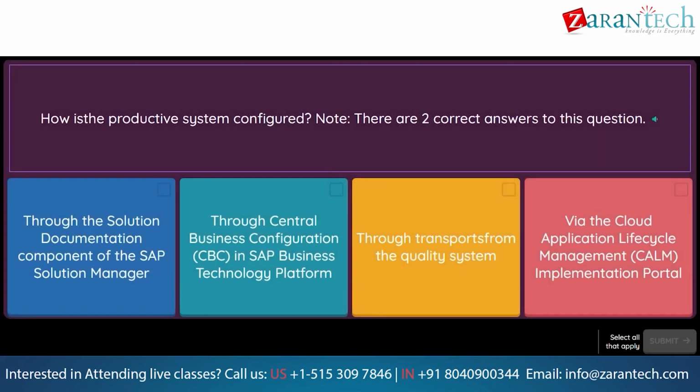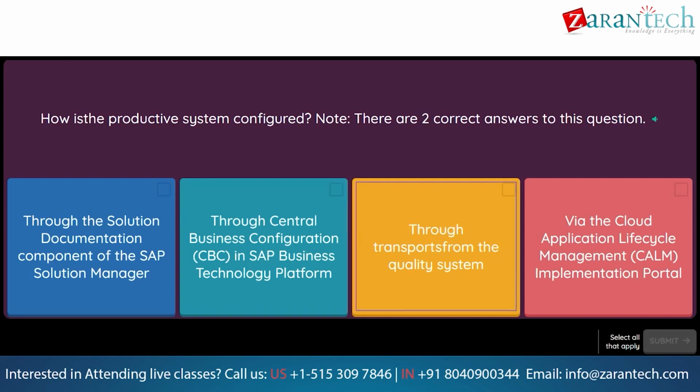Question: how is the productive system configured? Note: there are 2 correct answers to this question. Option 1: through the solution documentation component of the SAP Solution Manager. Option 2: through Central Business Configuration, CBC, in SAP Business Technology Platform. Option 3: through transports from the quality system. Option 4: via the Cloud ALM, Cloud Application Lifecycle Management, implementation portal.